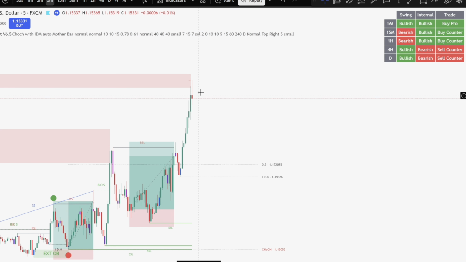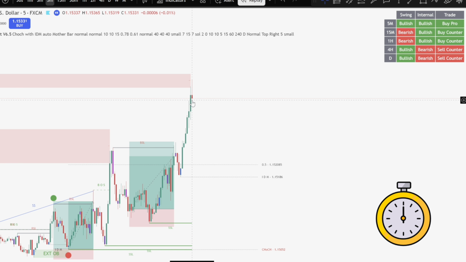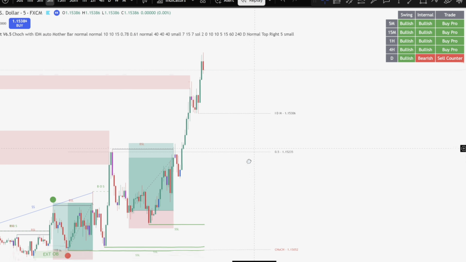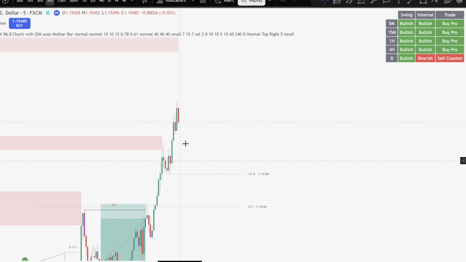Again, pause the video and tell me, should we sell from this zone or not? And you're absolutely right. We should avoid selling, because the MTF Dashboard is showing Buy Pro. This way, we can easily identify valid zones and avoid unnecessary losses.